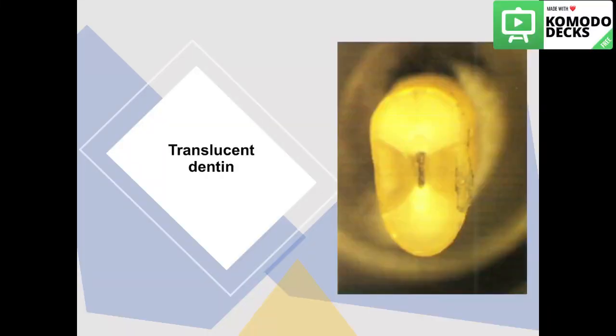When we cut the tooth in cross-section, we can see the translucent dentine in a butterfly shape due to the convergence of the tubules from the enamel, or from the surface, toward the pulp, where the surface area is much smaller.